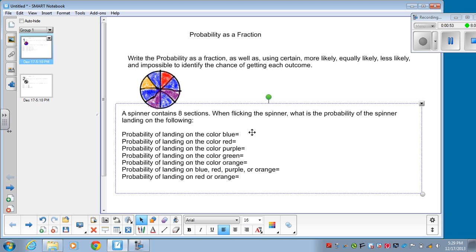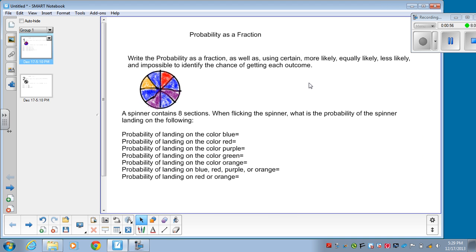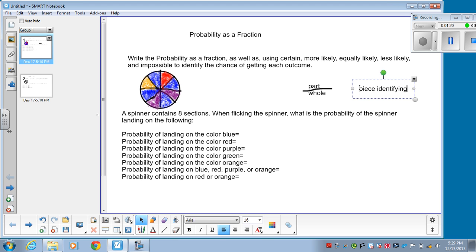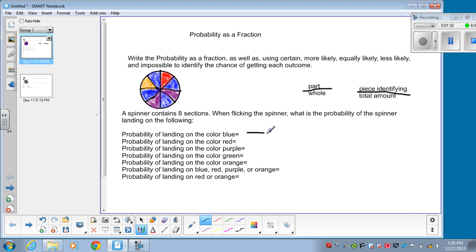When we write this as a fraction, it looks like this: part over whole, also known as the piece identifying over the total amount. So the piece that we're identifying is blue. So let me put this in blue.